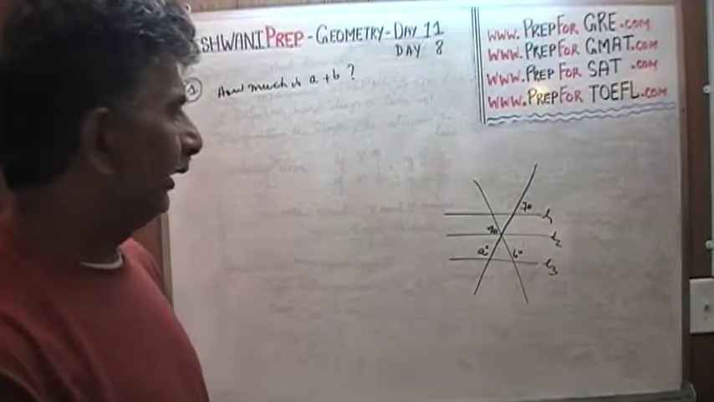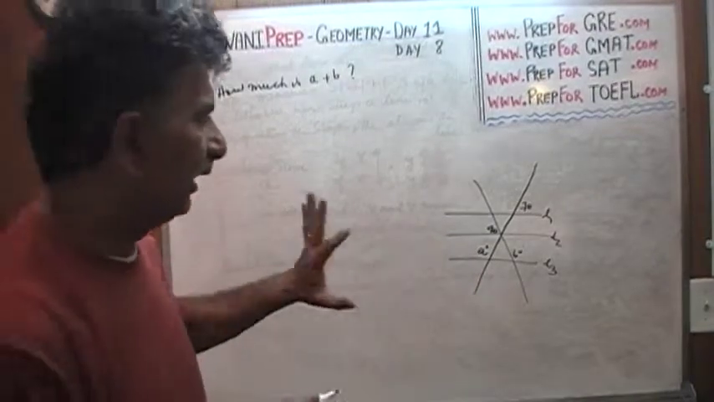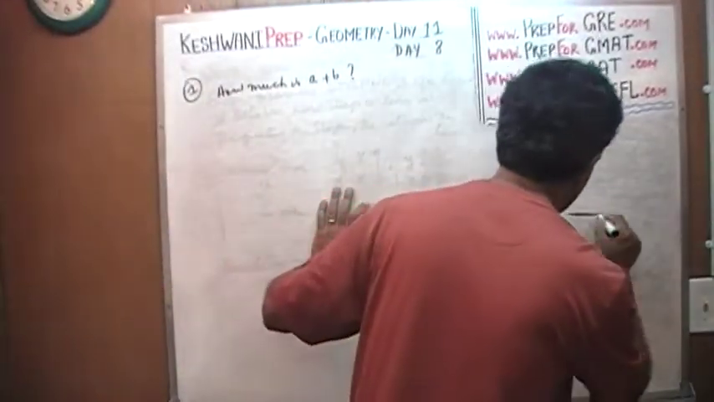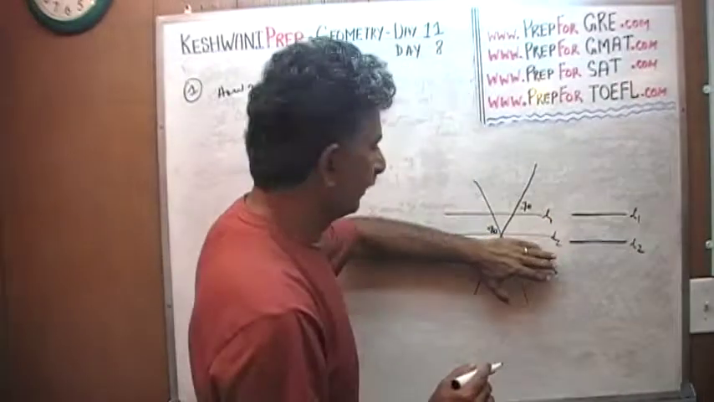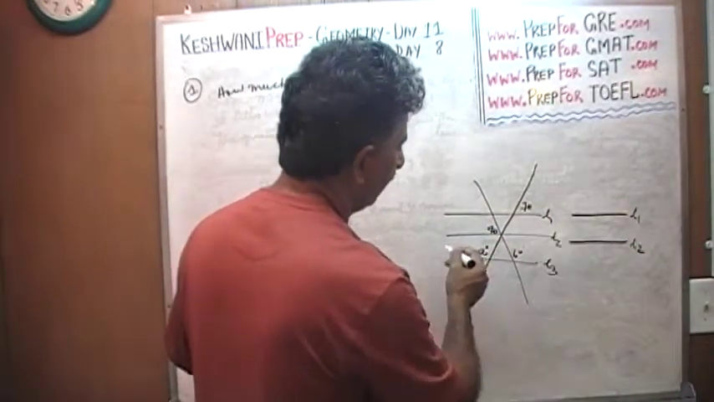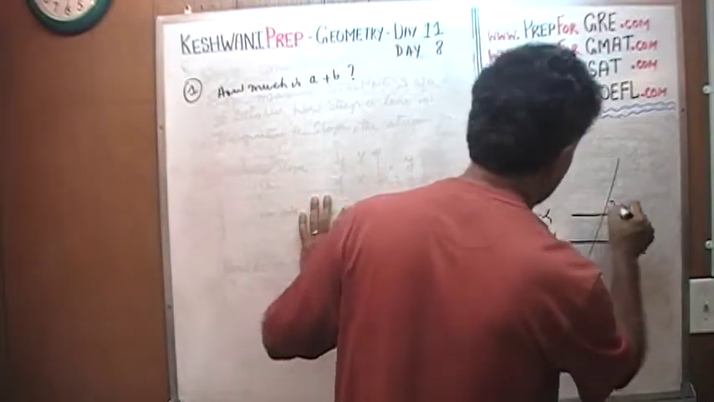Well, the easiest way to tackle this thing is to chop it down. Don't try to look at the whole picture in one shot. Just chop it down. Let's first look at line 1, L1 and L2, and forget L3 altogether. Forget line L1 and L2. And then here's your other line. This 70 goes up here.